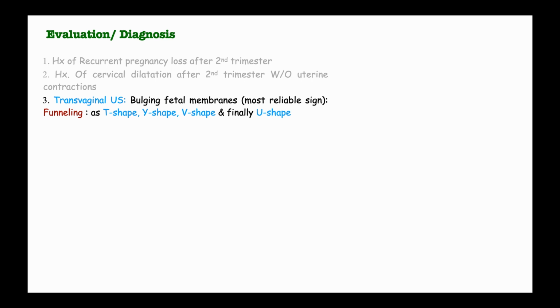And in a late first trimester scan, an opening of the cervical os at rest or in response to fundal pressure is considered an early feature of cervical incompetence. Now, when we do the transvaginal ultrasound, what we find is the bulging of the fetal membranes into the widened internal os, and this is usually considered the most reliable sign of the diagnosis of cervical incompetence. And so we may find what we call funneling, which is the ballooning of the membranes into the dilated internal os, but with a closed external os.